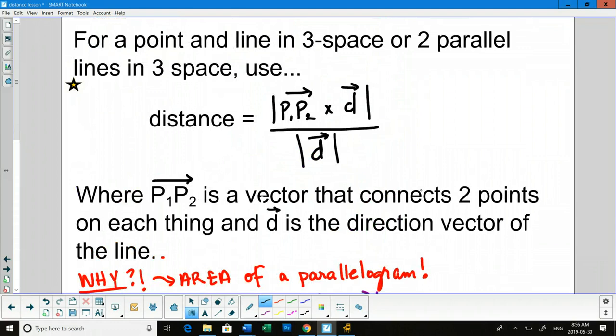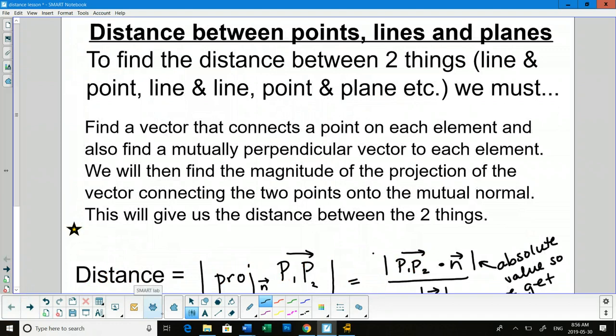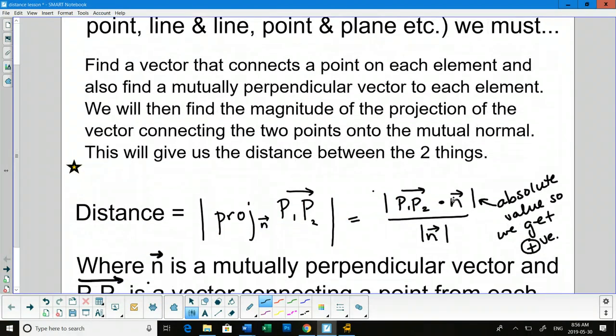Okay, so we get our formula above. If you have a point and a line in 3-space, we're going to use this. And if you have two parallel lines in 3-space, you can also use this. Otherwise, we will defer to using this formula here. So we find the normal, dot it with the P1P2 vector, and then find the projection.